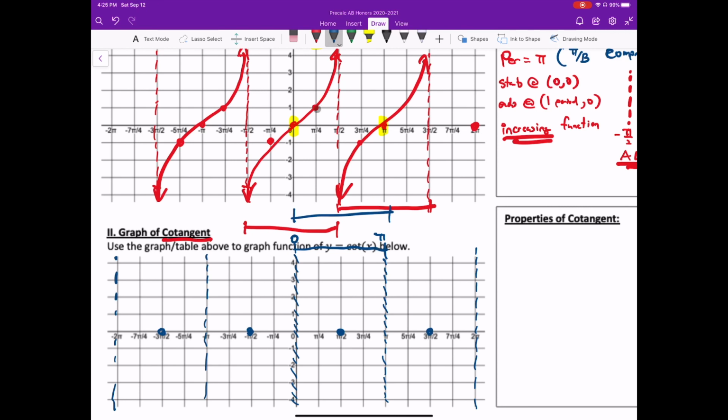What about the values in between? If you look at pi over 4, that's 1. What happens when you flip a 1? You get a 1. What happens when you flip a negative 1? You get a negative 1. It's funny because the ones produce the same value, but when you look at the graph, it actually looks like it's decreasing now. It's not that it looks like it's decreasing, it is decreasing.